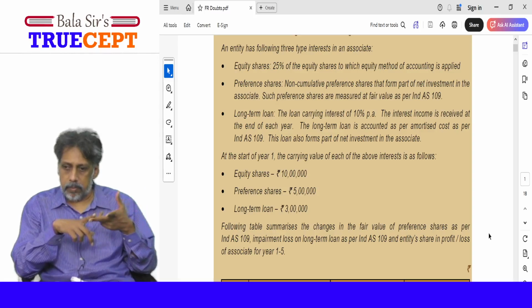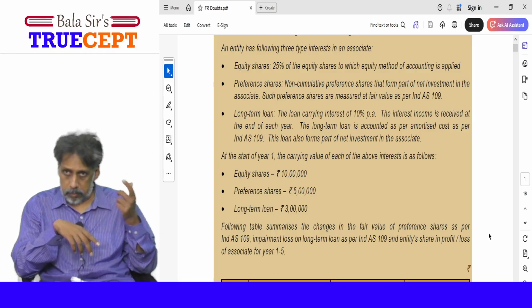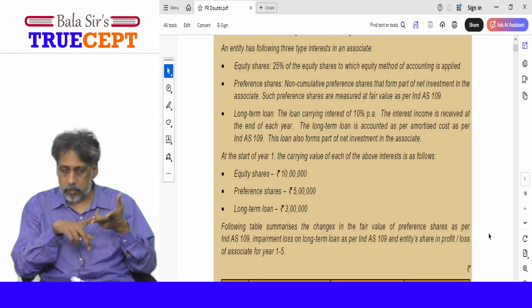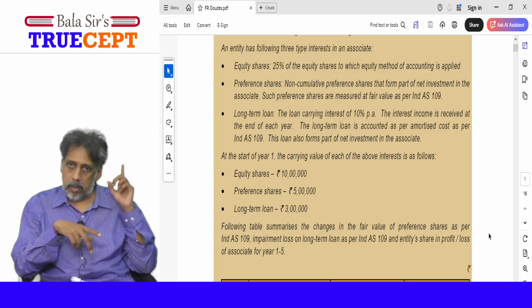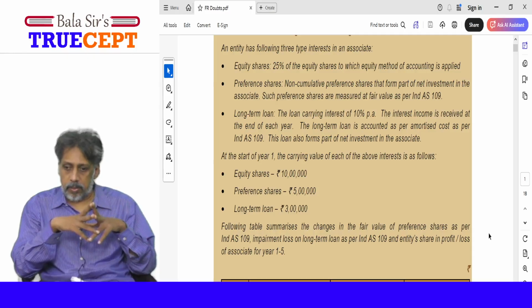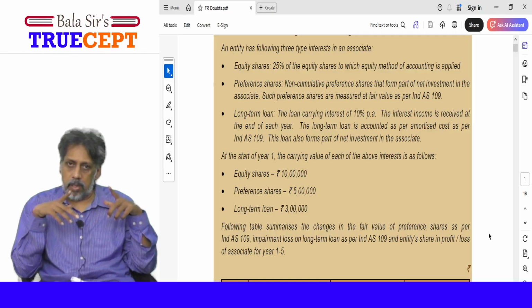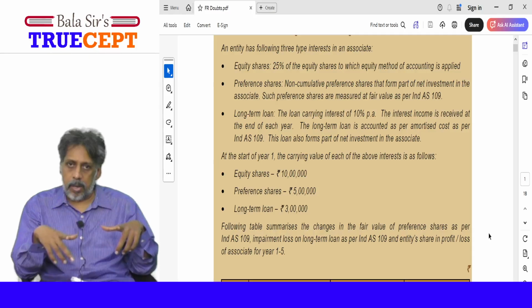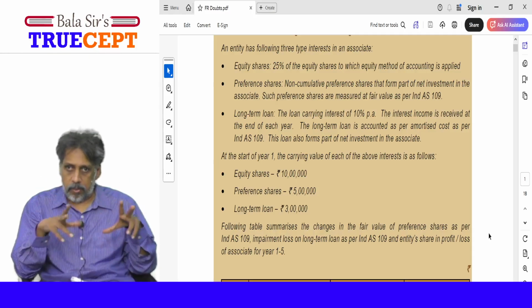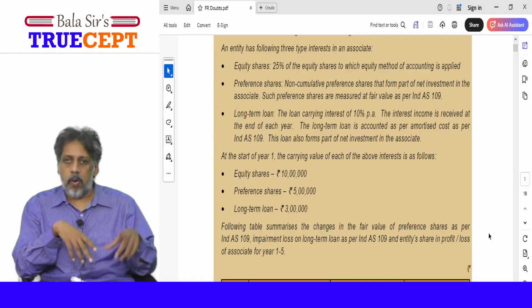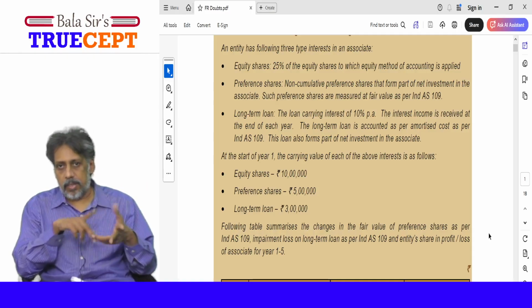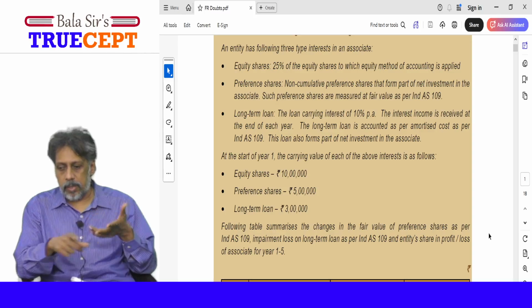Long-term loan, the loan carrying interest of 10% per annum. The interest income is received at the end of each year. The long-term loan is accounted at amortized cost as per IND AS 109. This loan also forms part of net investment in the associate. The reason for that may be that this loan will not be repaid by the investee, the associate. Is that fine? Therefore, all the three investments are taken as the total investment in associate.